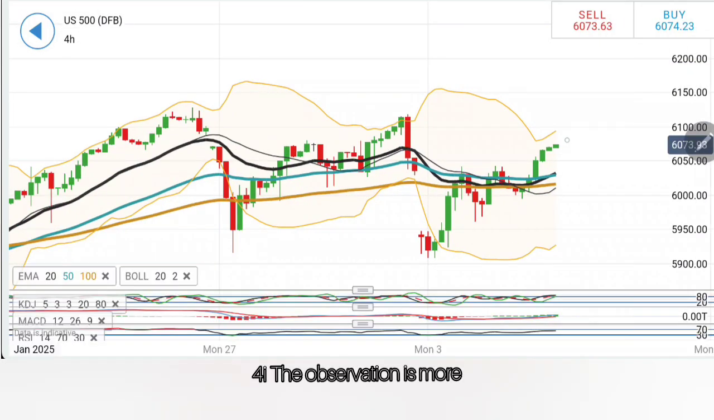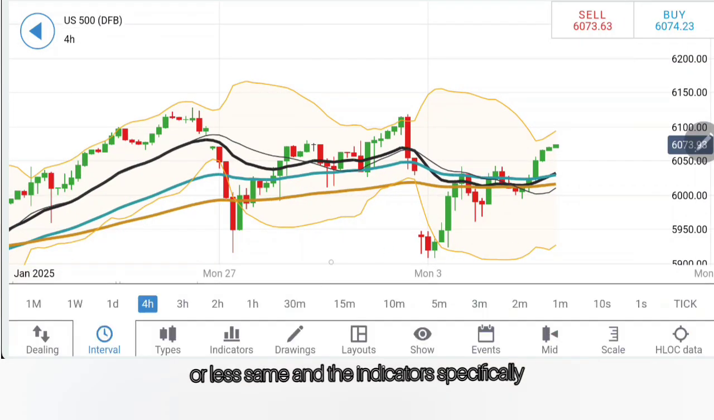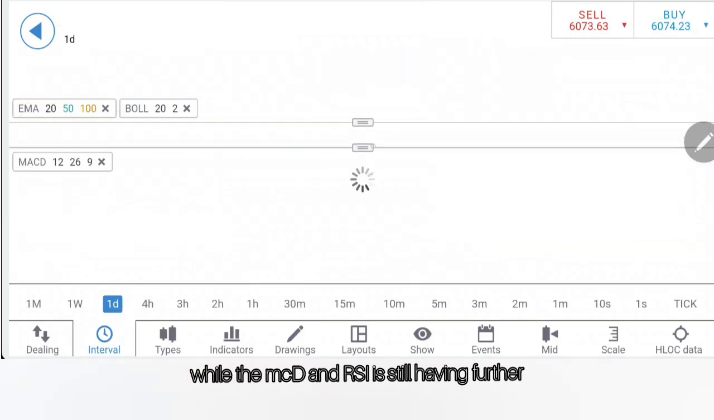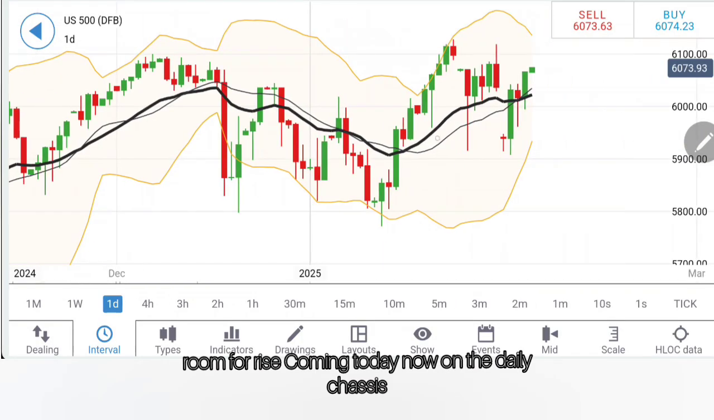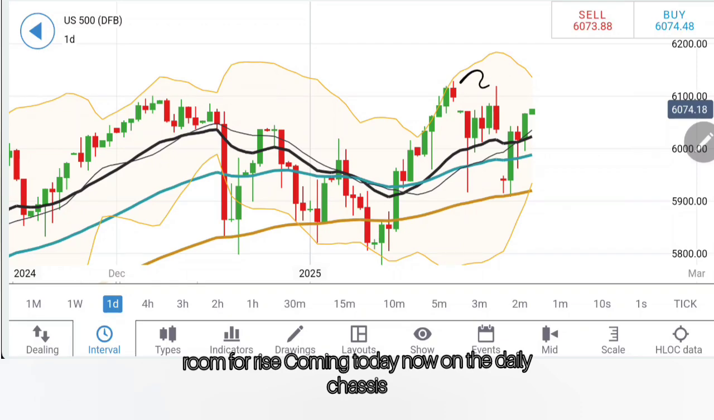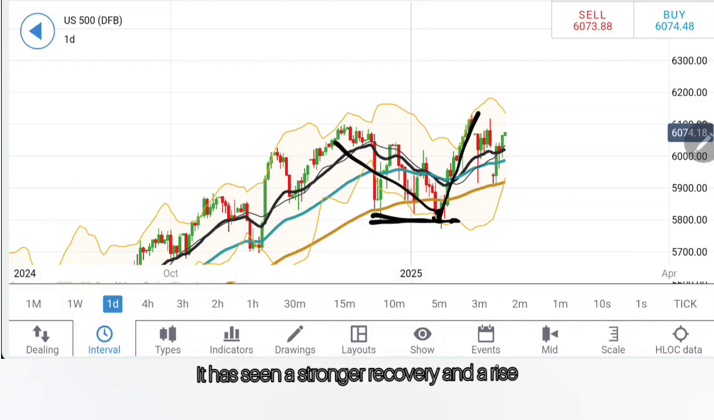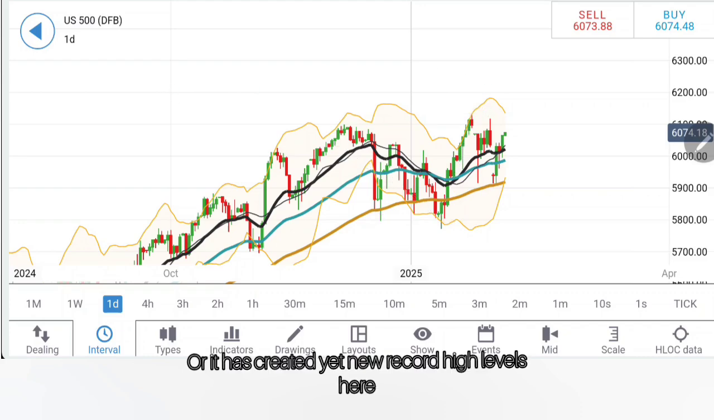Coming to the 4-hour, the observation is more or less the same, and the indicators, specifically stochastic, is overbought, while the MACD and RSI still have further room for rise. Coming now to the daily chart, see what it is doing. First, notice this. This was the bearishness, and this was the greater dip here. It has formed a bottom. It has seen a stronger recovery and a rise. It has created yet new record high levels here.